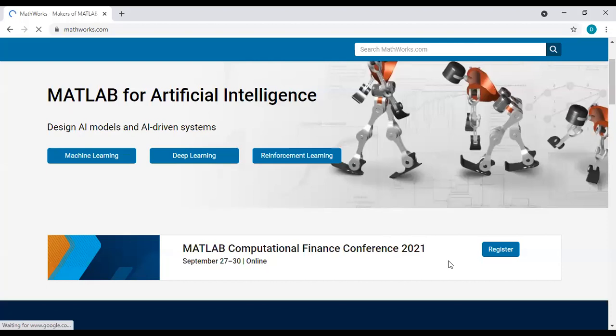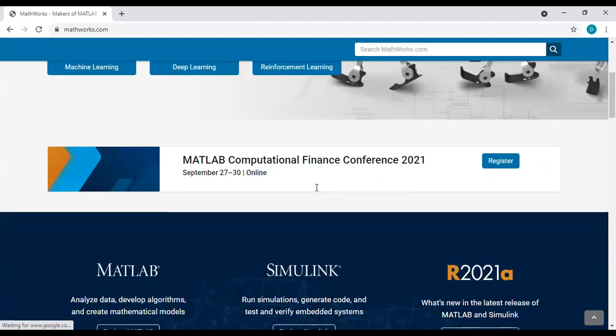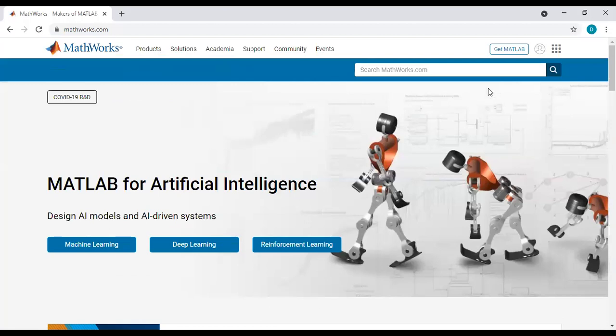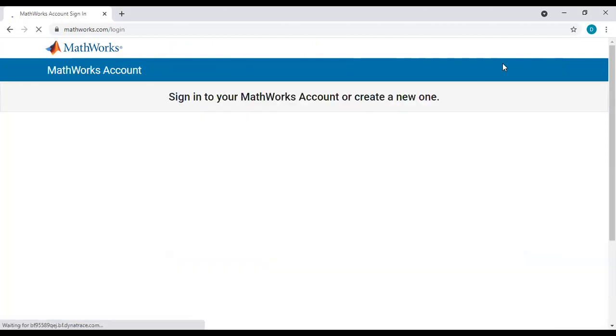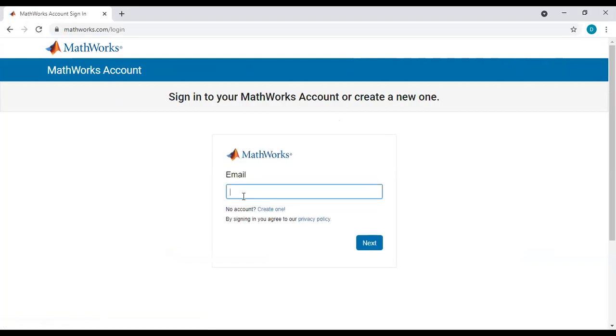The button right at the top, beside Get MATLAB. Click there and sign up through there. Then sign up using your UTech student email. Create one if you don't have an account yet. Use your student email and just go through the steps.